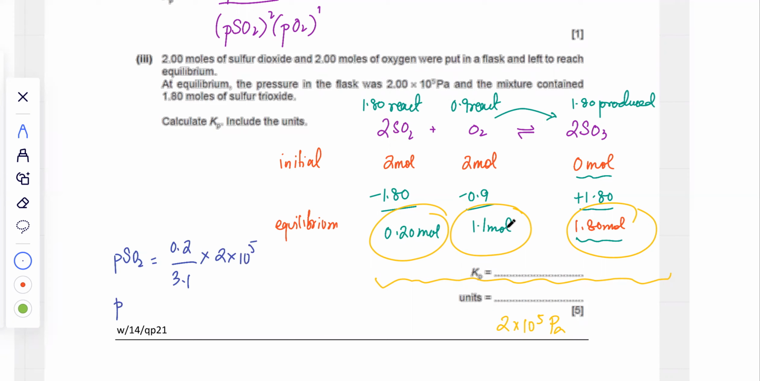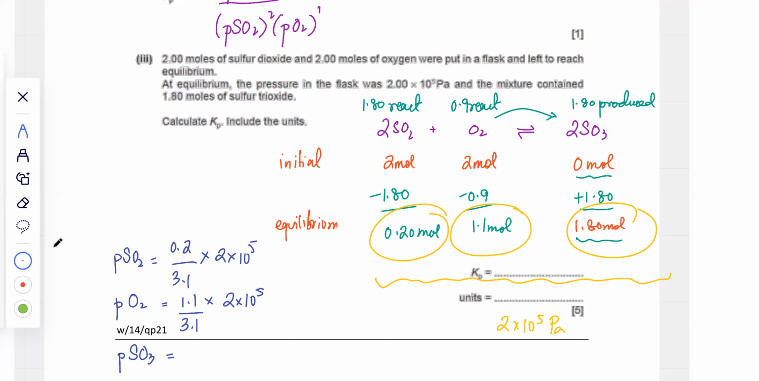Similarly, you calculate the pressure because of O2. The O2 moles are 1.1, the total moles are 3.1. So out of 3.1 moles, the amount of oxygen is 1.1, and you multiply it by the total pressure. And the last one is the pressure because of SO3. Make sure you have a look: it's a 5-mark question, so it's a big question. It requires a lot of working and steps.